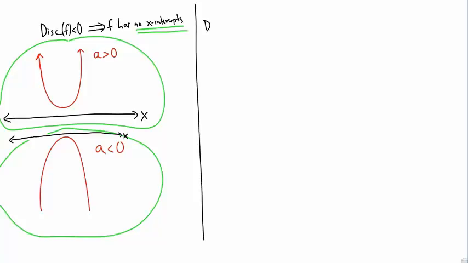What about when the discriminant is equal to 0? So this tells us that the quadratic polynomial has one root, and it's a repeated root. So f has a unique x-intercept. Exactly one x-intercept.